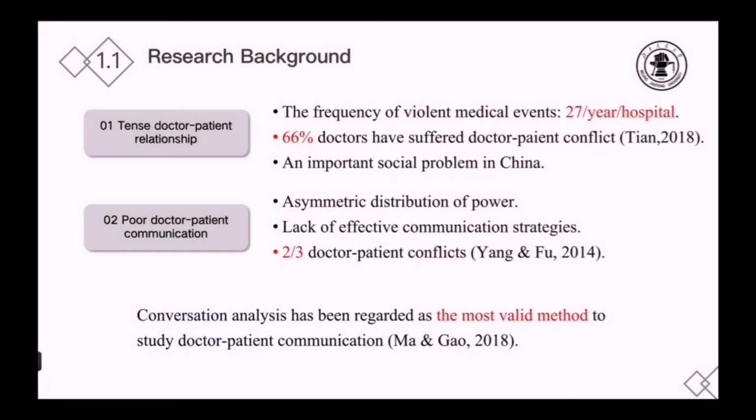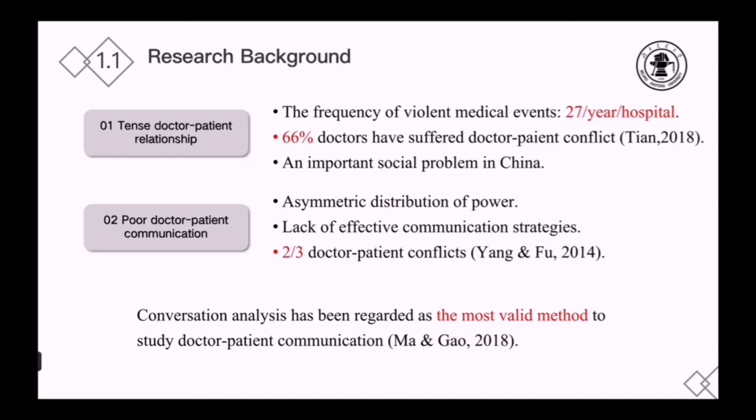Now let's move to the first part of my talk, which is about research background and research significance. Research background will be taught from 2 aspects. The first is the tense doctor-patient relationship in China. According to a report, the average frequency of violent medical events happened in each hospital has reached 27 times per year, and 66% doctors have suffered doctor-patient conflicts, 51% of which were verbal conflicts. So, the tense doctor-patient relations has been an important social problem in China.